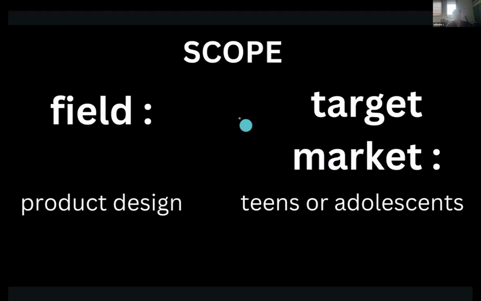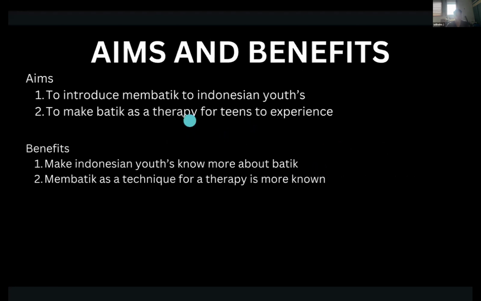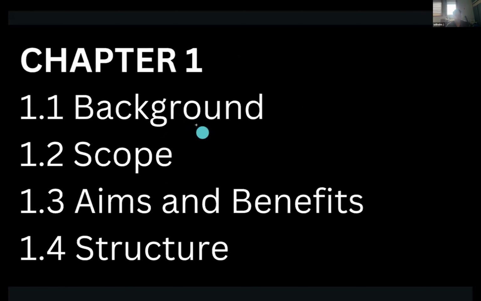Moving on to chapter 1. For the scope, the field that I'm going for is product design, and for the target market, I'm aiming for teens or adolescents or youth. The aim is to introduce Membatik to Indonesian youth, to make batik a therapy for teens to experience. The benefit is that Indonesian youth will know more about batik, and batik as a technique for therapy will be better known. So this is the structure for chapter 1: the background, scope, aims, benefits, and structure.